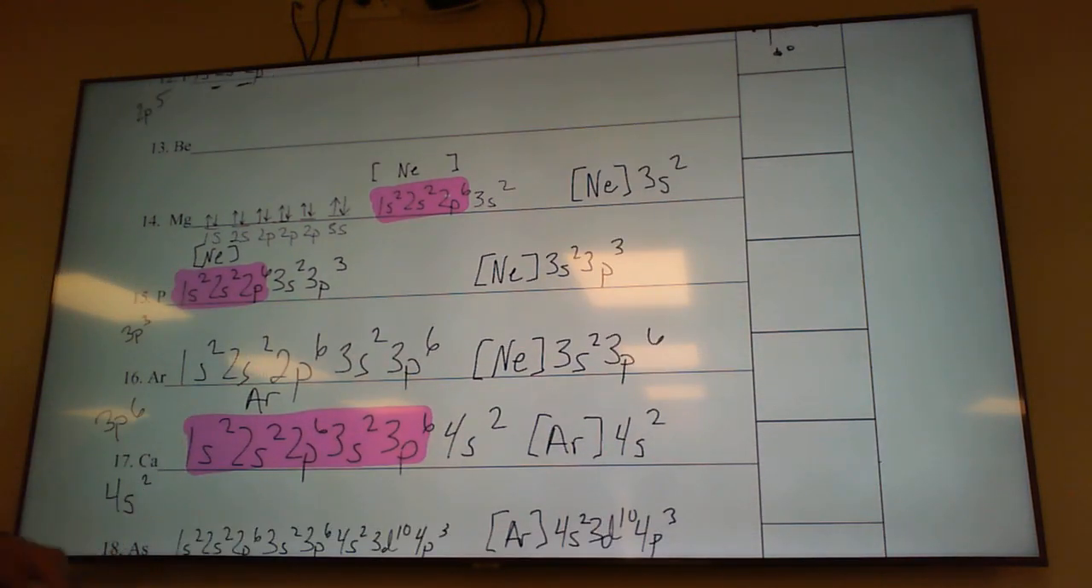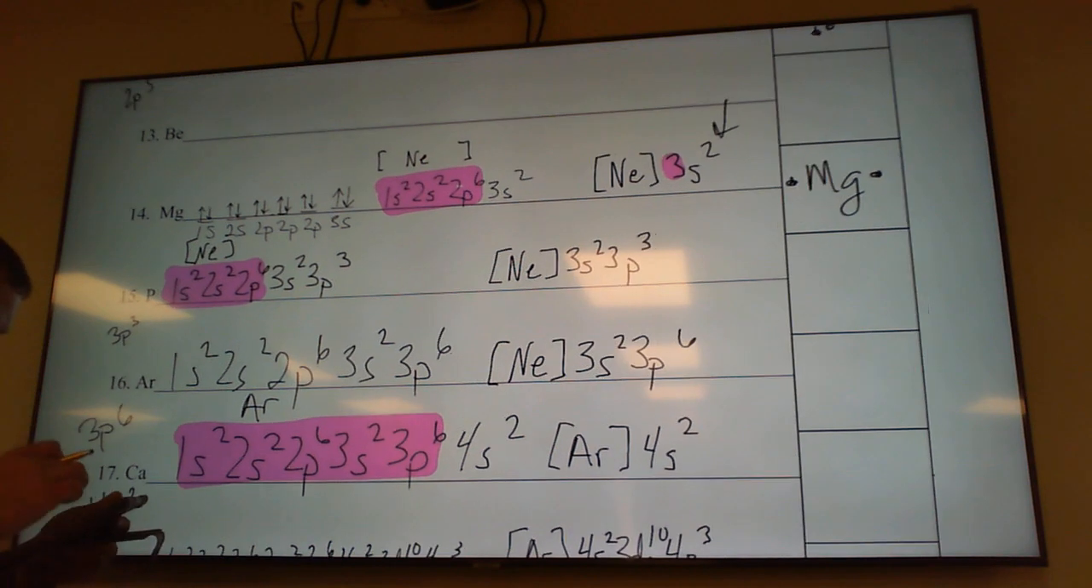Magnesium. Magnesium is in group 2. The highest principal energy level for group 2 is the third, and there are only 2 electrons. So Mg will just have 2 dots.